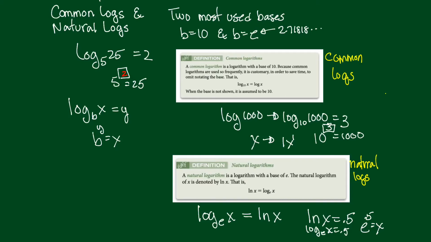So the two types of logarithms that you will most often see are common logarithms. Common logarithms are log base 10, and if it's base 10, we just don't write the 10. And then we'll see natural logs, and natural logs are logarithms base e, and if it's just base e, we abbreviate it with ln.